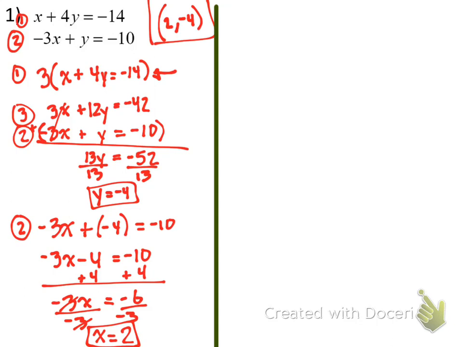Okay? Equation 2. Or second problem, I'm sorry, not equation 2. Okay, second problem. Start off. Make sure they're all lined up. Looks like they are. This is equation 1. This is equation 2, given the names.